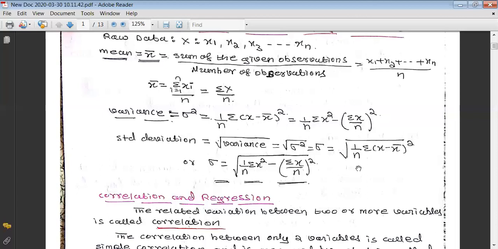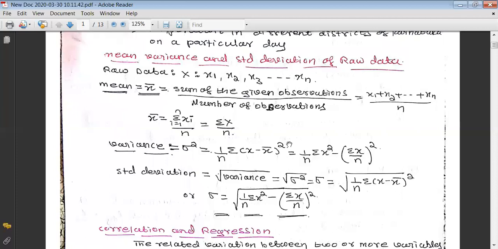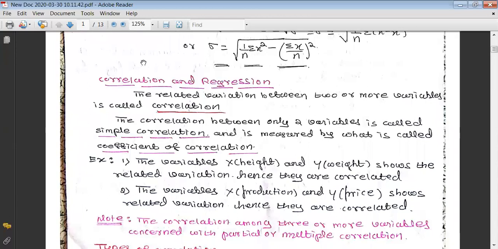These are the two concepts which are very essential to understand some of the concepts of correlation as well as regression. That's why we have formally discussed these topics with respect to raw data. Now let us first discuss what is correlation. Later on, let us discuss what regression is.